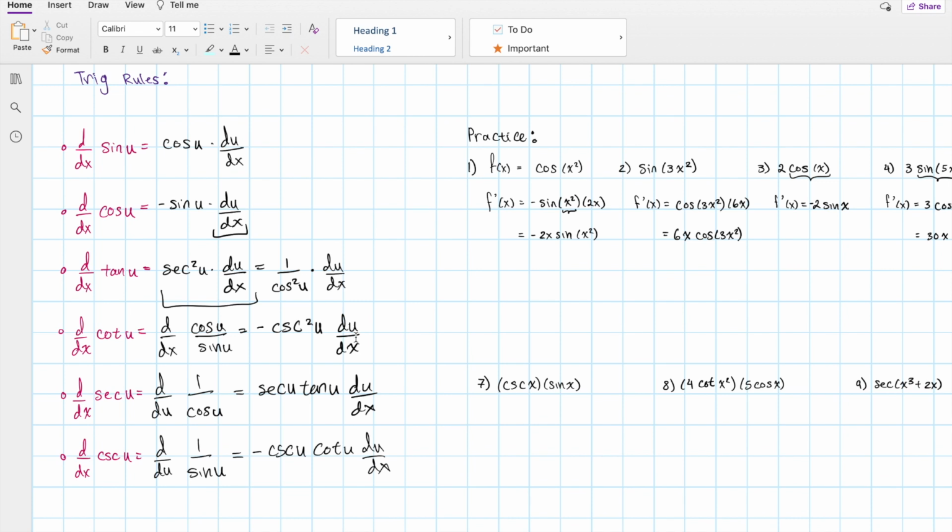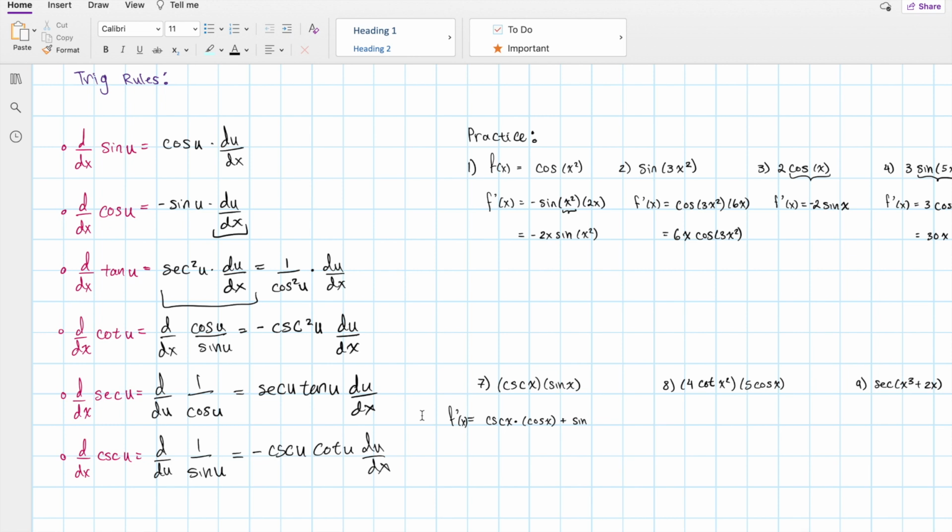Okay, so number 7, we have product rule. Again, term 1 times term 2. So take the first term, cosecant of x, multiply it by the derivative of sine of x, which is just cosine of x. Add the second term, sine of x, multiply by the derivative of cosecant x, and the derivative of cosecant x, right here, is going to be negative cosecant of x times cotangent of x.